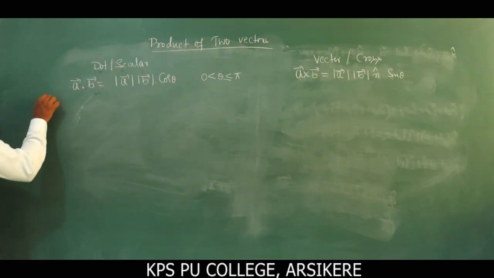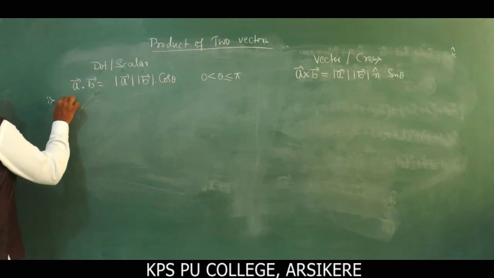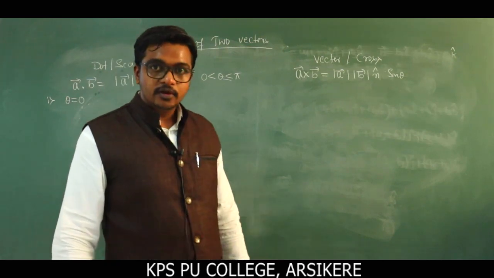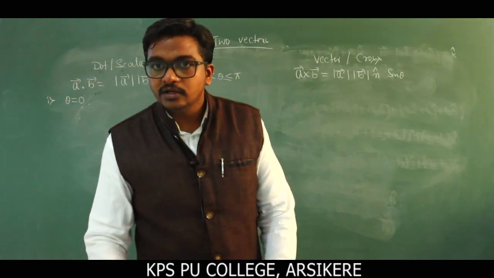So first we will observe the properties here. First one, when theta is equal to 0, just observe here, when theta is equal to 0, the angle between vector A and vector B is 0.